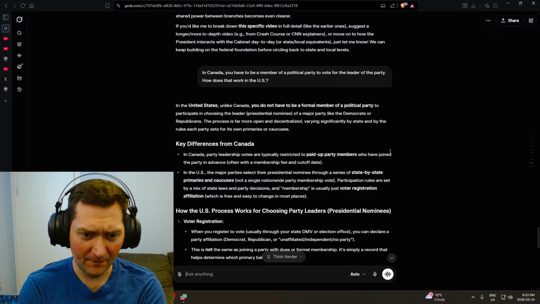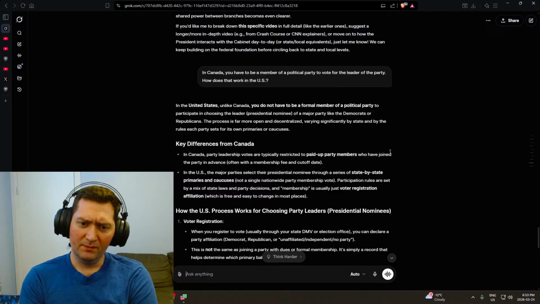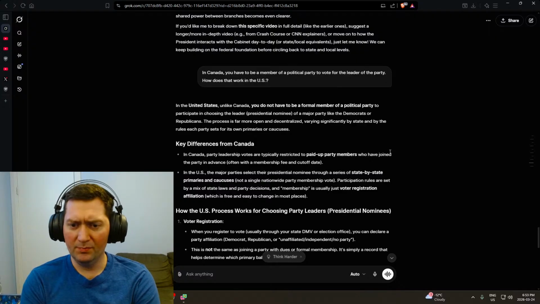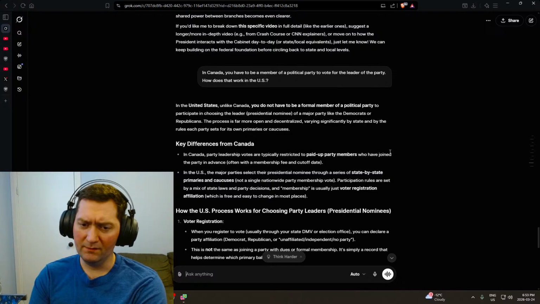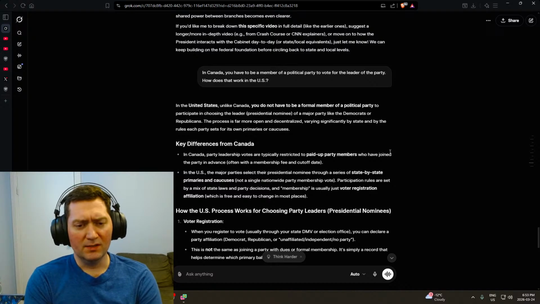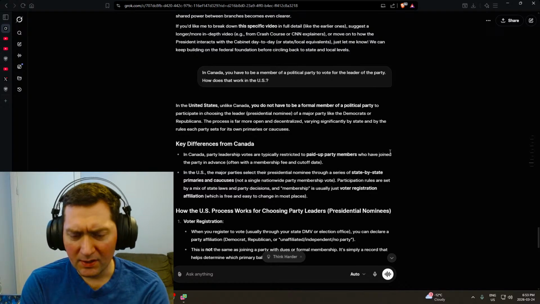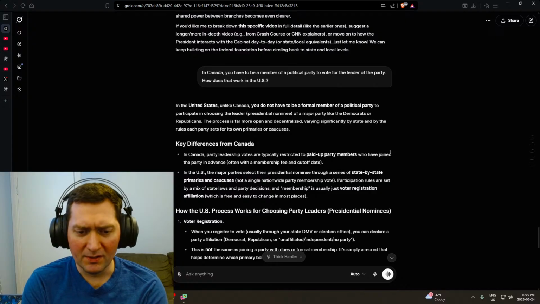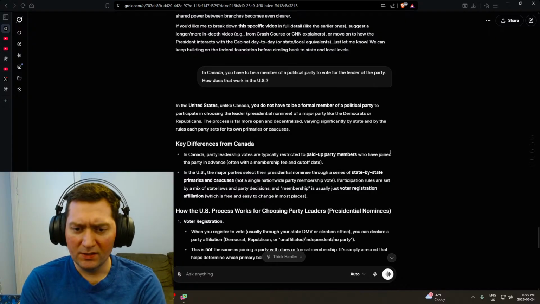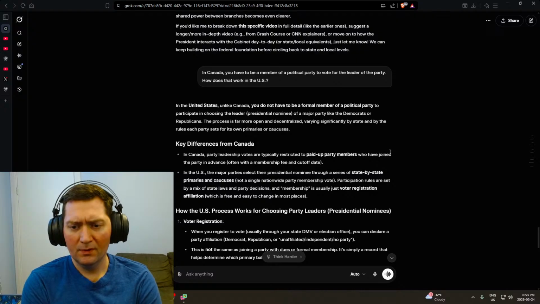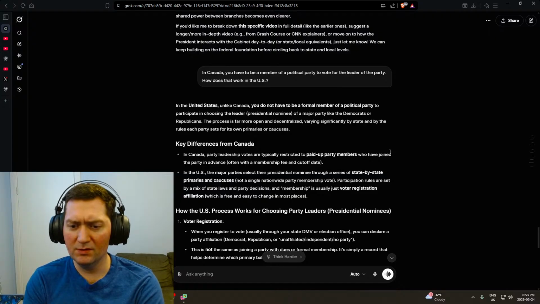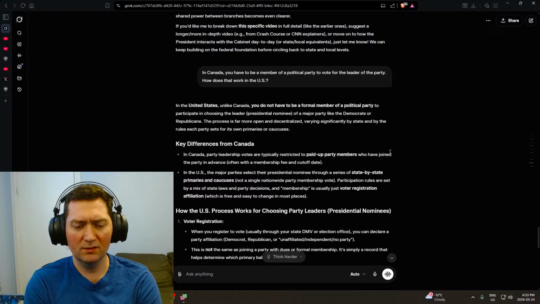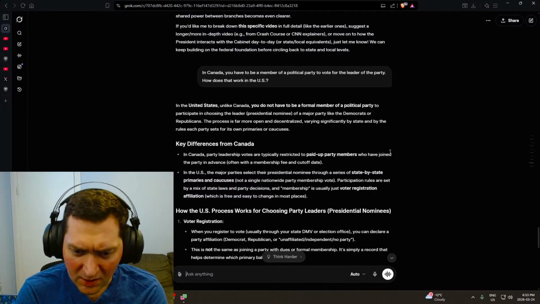Key differences from Canada. In Canada, party leadership votes are typically restricted to paid-up party members who have joined the party in advance, often with a membership fee and cutoff date. In the US, the major party selects their presidential nominee through a series of state-by-state primaries and caucuses, not a single nationwide party membership vote. Participation rules are set by a mix of state laws, party decisions, and membership is usually just voter registration affiliation, which is free and easy to change in most places.